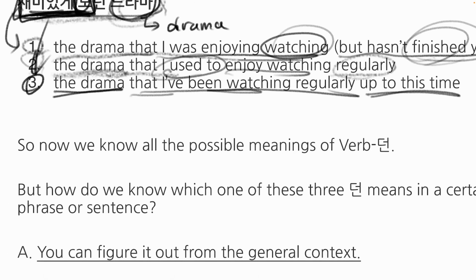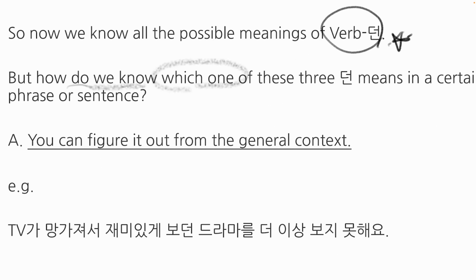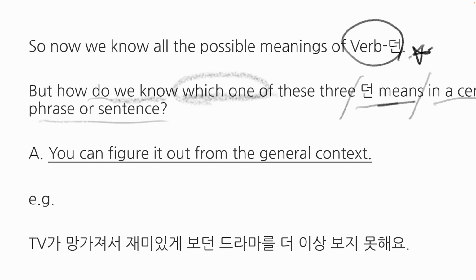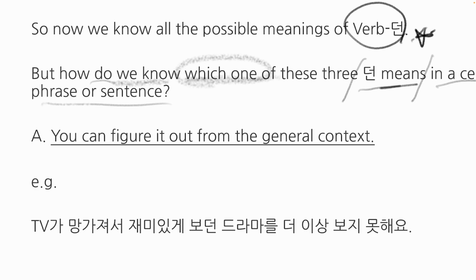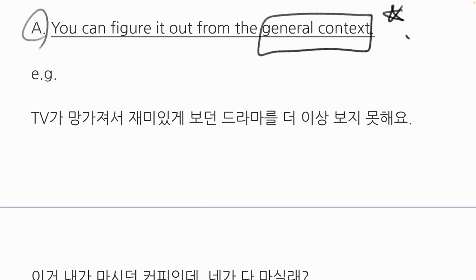So now we know all the possible meanings of verb 던. But the question is, how do we know which one of these three 던 means in a certain phrase or sentence? So there are 3 tips that you can keep in mind. The first one is you can figure it out from the general context. So let's practice with the sentences that I brought.